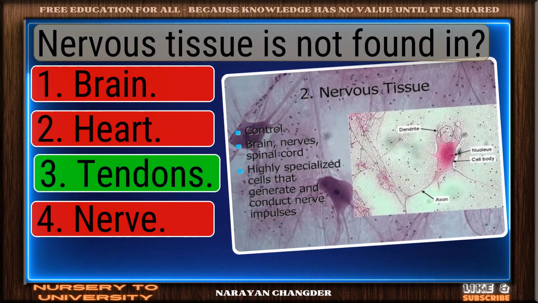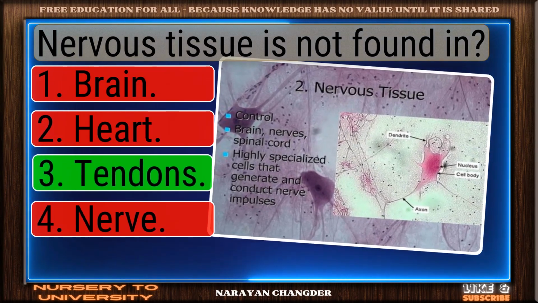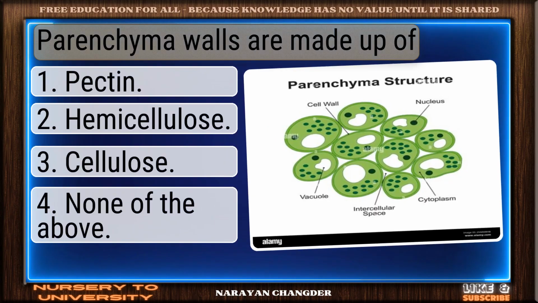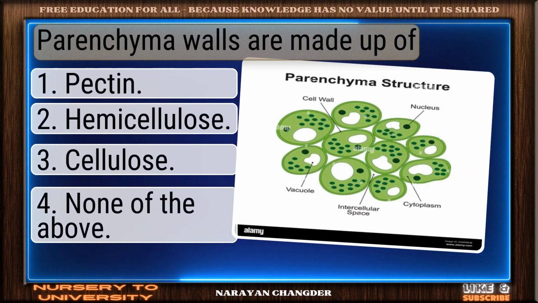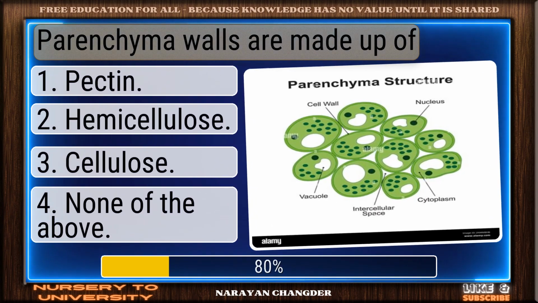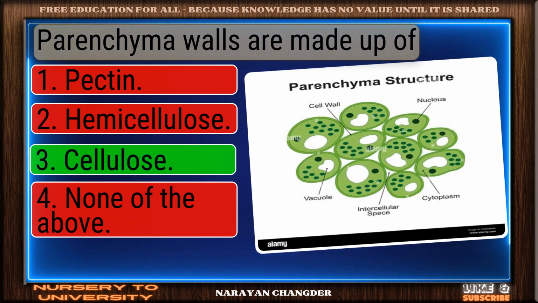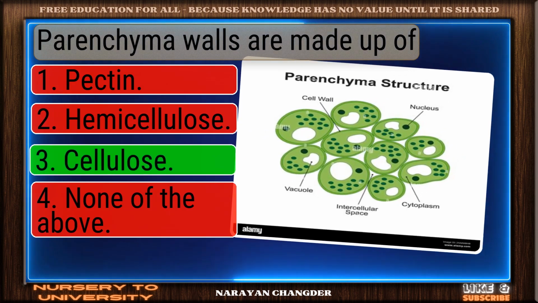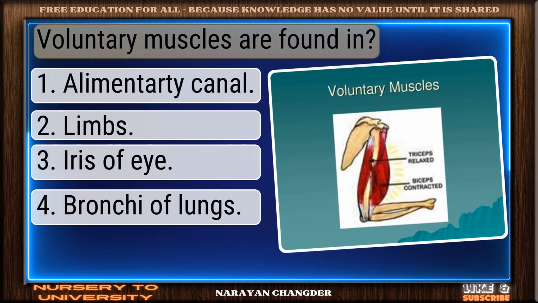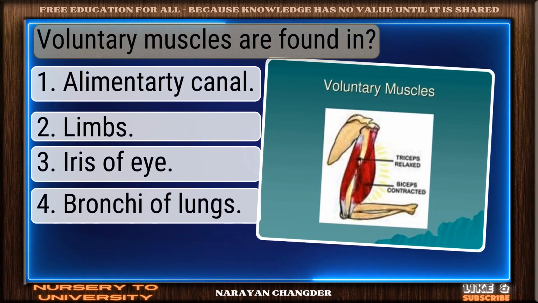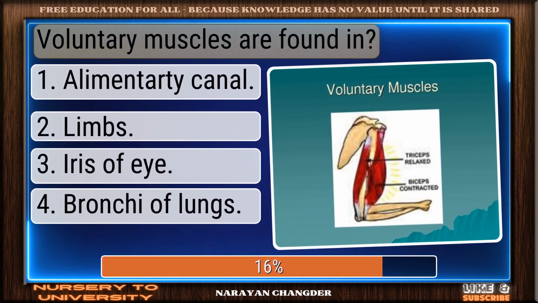On track. Tendons is the correct answer. Question number 100. Parenchyma walls are made up of. Well done. Cellulose is the right choice. Question number 101. Voluntary muscles are found in.